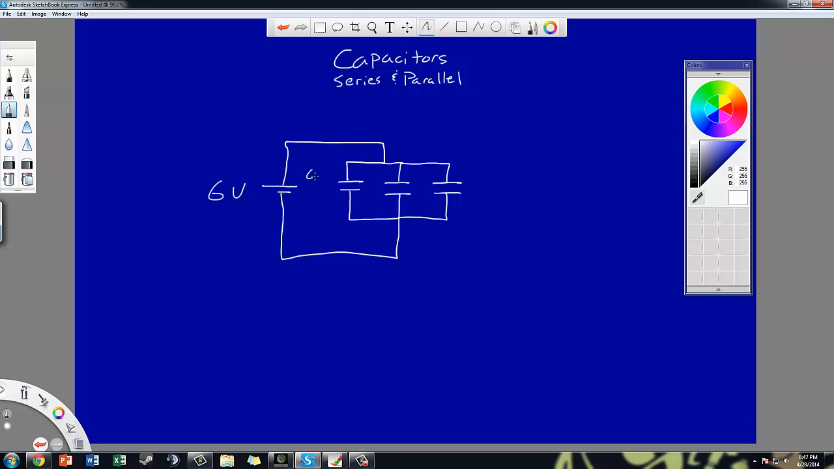The first one here, we'll call it C1. It has a capacitance of 2 farads. Sorry, it's a little bit small.